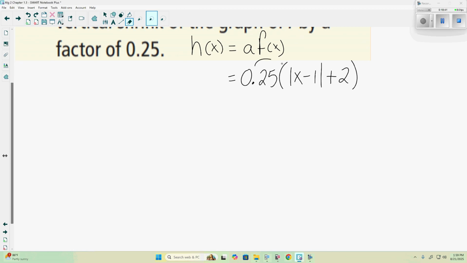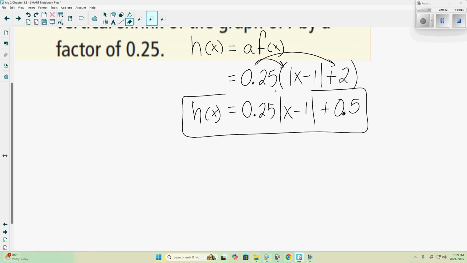Now this here we have to multiply through. So we multiply with our absolute values. So we'll have 0.25 times the absolute value of x minus 1. We also have to multiply our 0.25 by 2. 0.25 times 2 is going to be 0.5. And that's it.